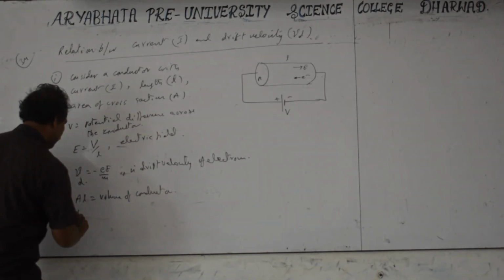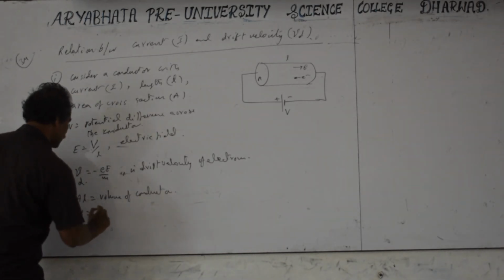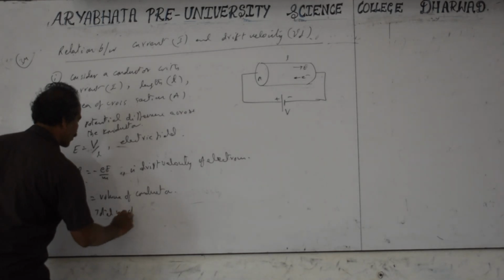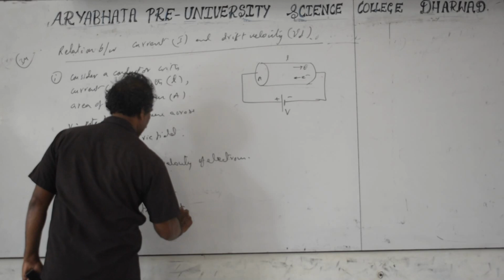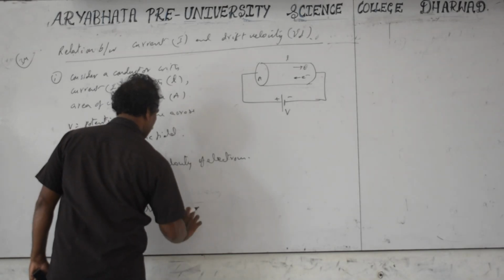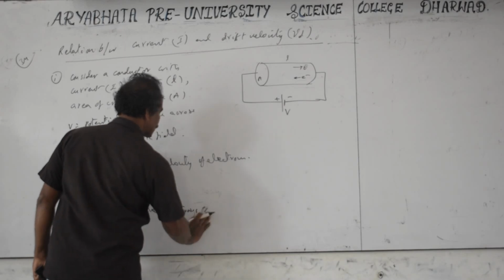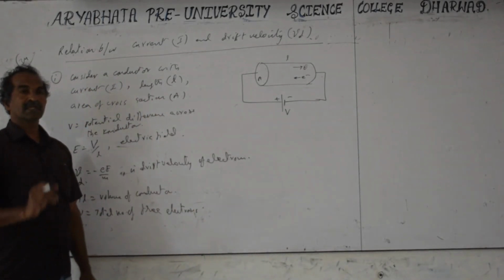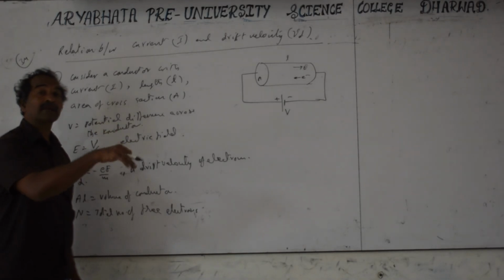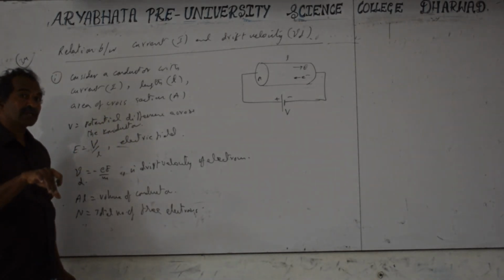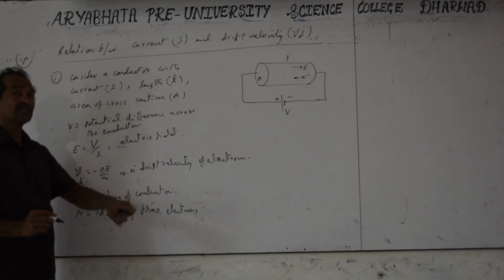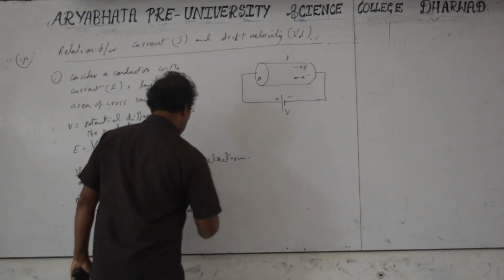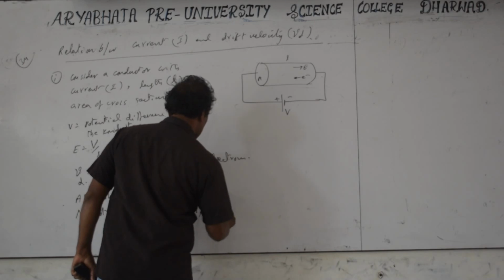And capital N is the total number of free electrons. Free electrons means electrons in the outermost orbit, which are able to move freely from one atom to another atom, not the innermost electrons. Every atom has electrons in different orbits. So we consider only free electrons, the electrons which are able to move freely, producing current. Always remember, they are the only ones which produce the current.